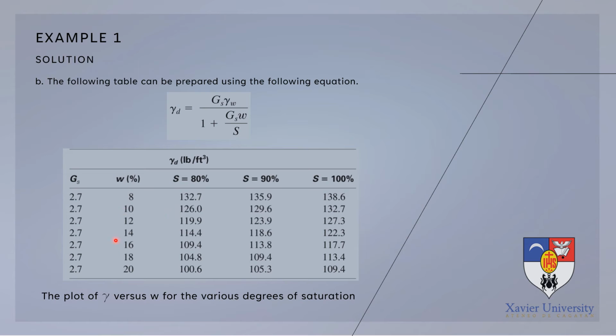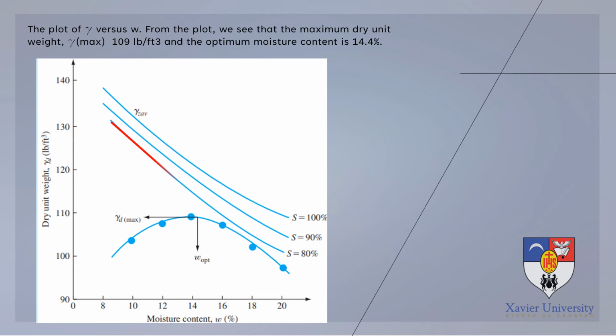With our moisture content still the x-axis and our dry unit weight as the y-axis this time, if you're going to plot that, it will come out like this. Still, this is the graph or the curve representing the moisture content versus the dry unit weight. Here we have S equal to 80, S equal to 90, and S equal to 100, which is equal to our gamma zav.